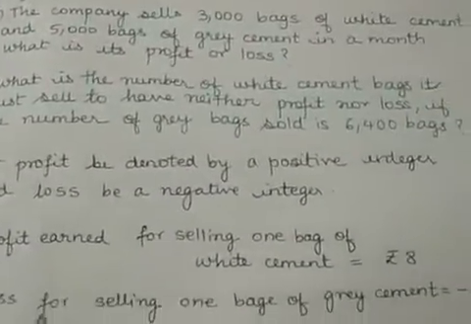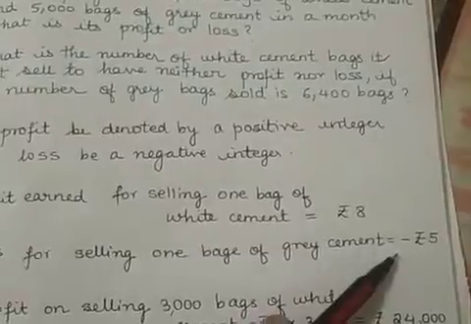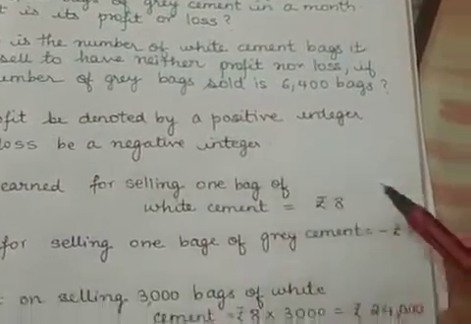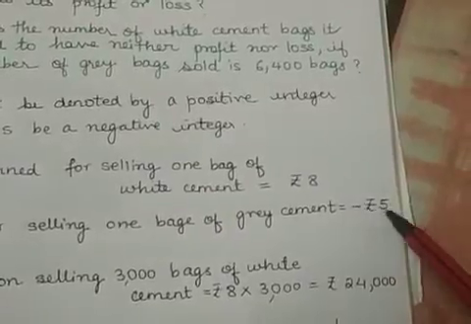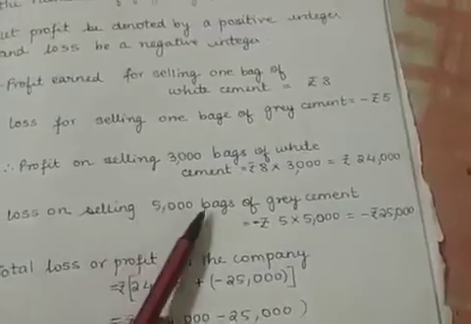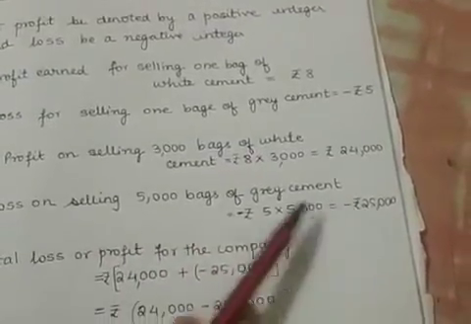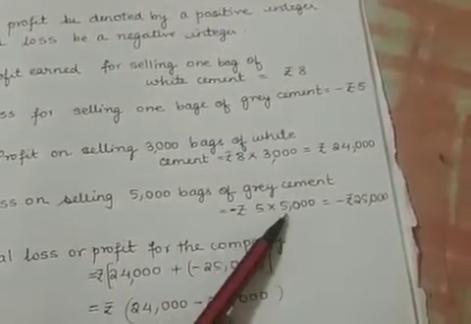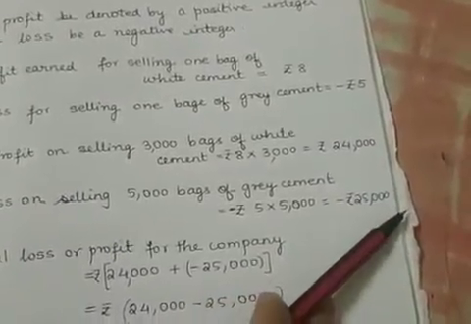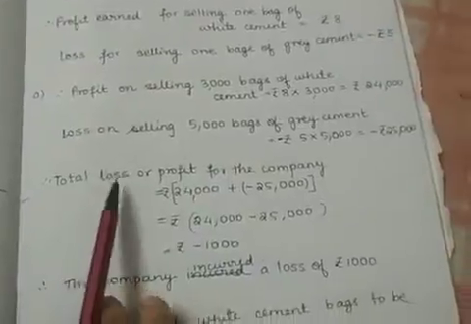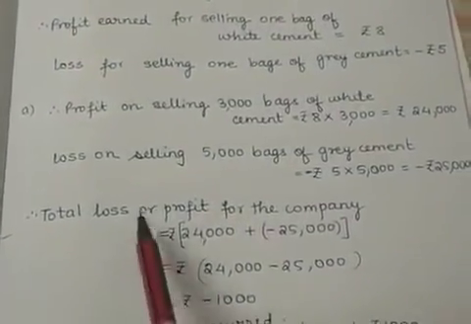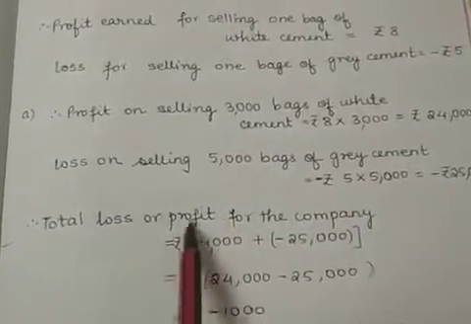Now it is said loss for selling 1 bag of grey cement is 5 rupees. Now I told you loss will be a negative integer, so we will write it as minus 5 rupees. So what will be the loss on selling 5000 bags of grey cement? It will be minus 5 multiplied by 5000, which is minus 25,000 rupees. So what will be the total amount at the end for the company? The total loss or profit, you don't know whether it is loss or profit.